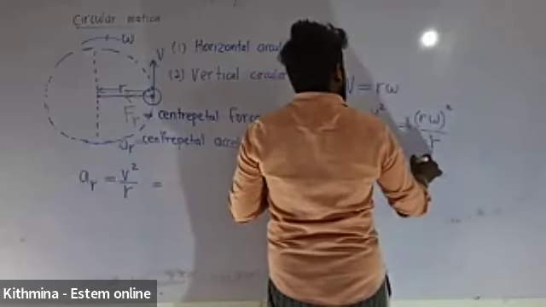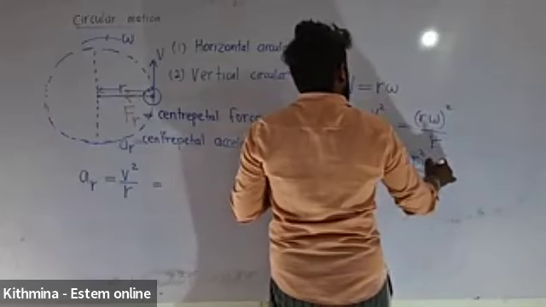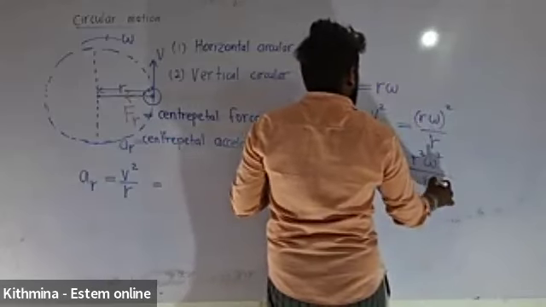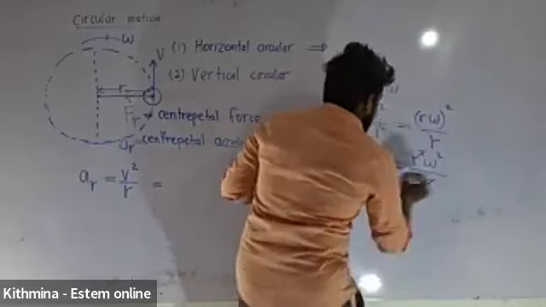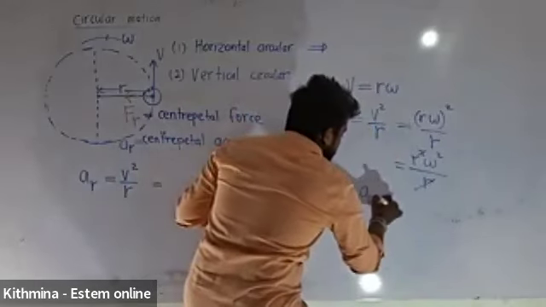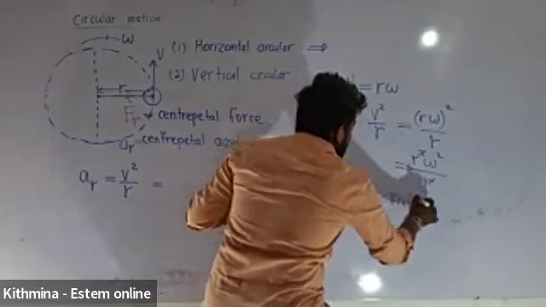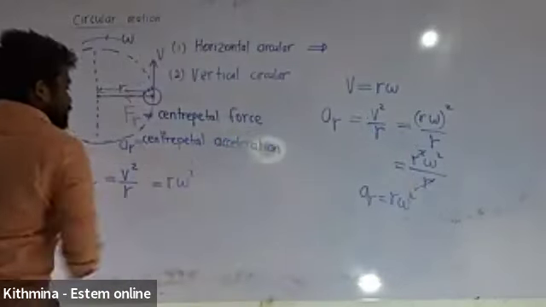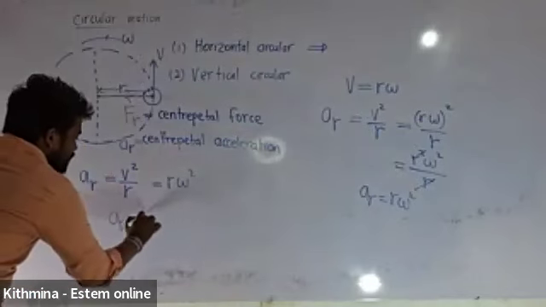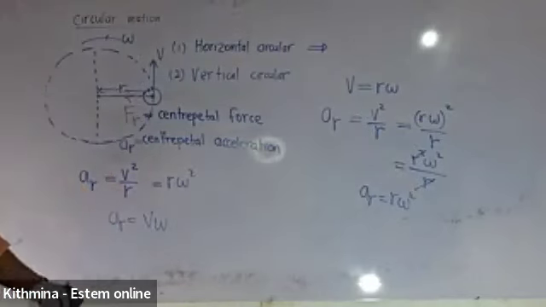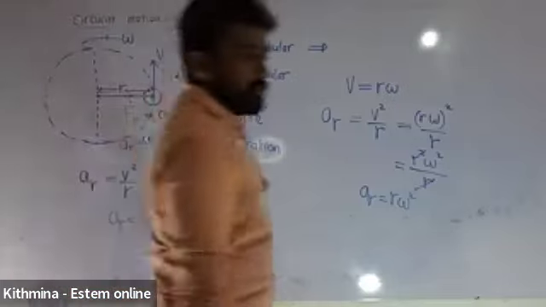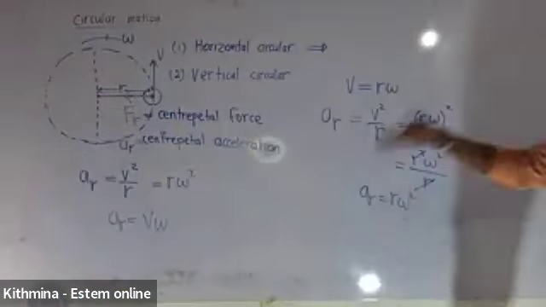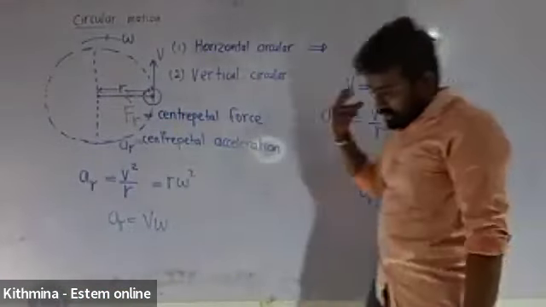This is R squared, and this is omega squared, and this is R. Now there is another equation also: a_r equals R omega squared. And there are some other equations, like v equals R omega. Use them too. Get these things into your paper, hurry up.